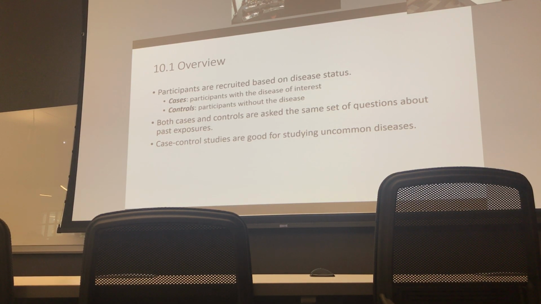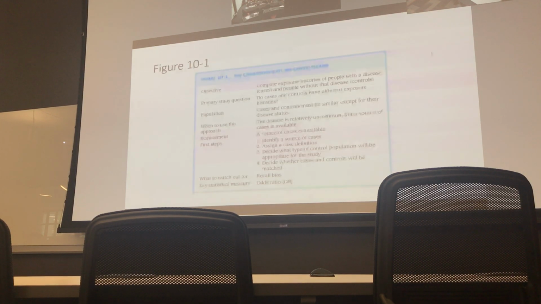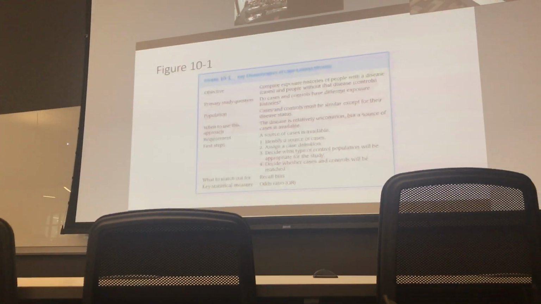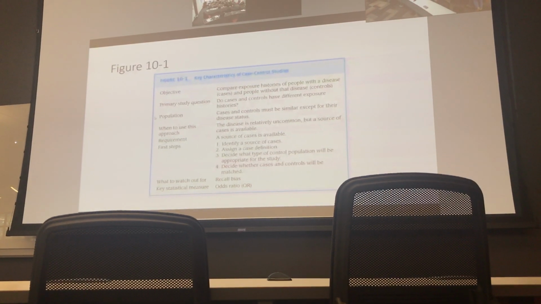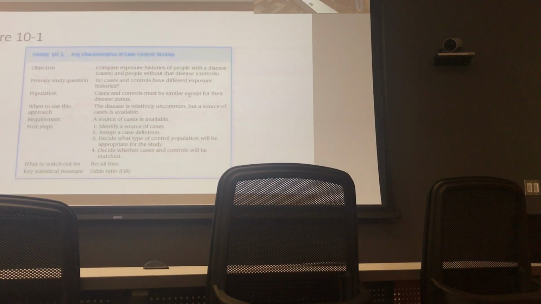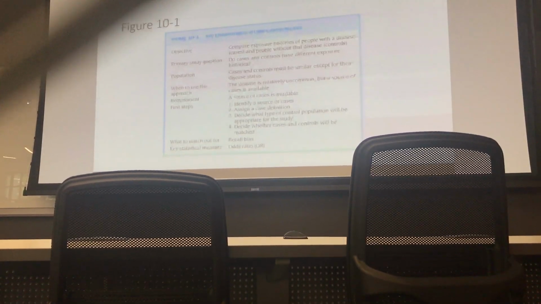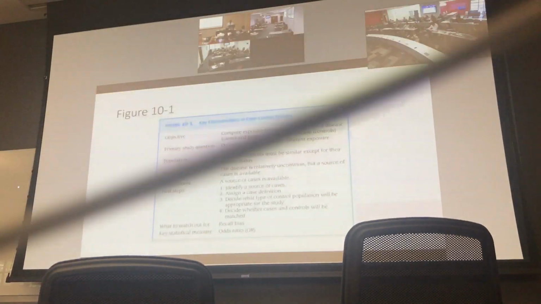Classic key characteristics, as we talked about with the other three study approaches. What is the study question? Do cases and controls have different exposure histories? Population: cases and controls must be similar except for their disease status. So the big exception is that cases will have the disease, and controls will not have the disease.